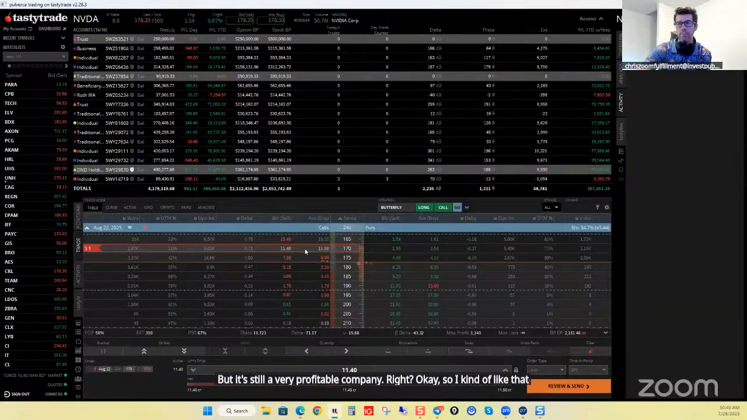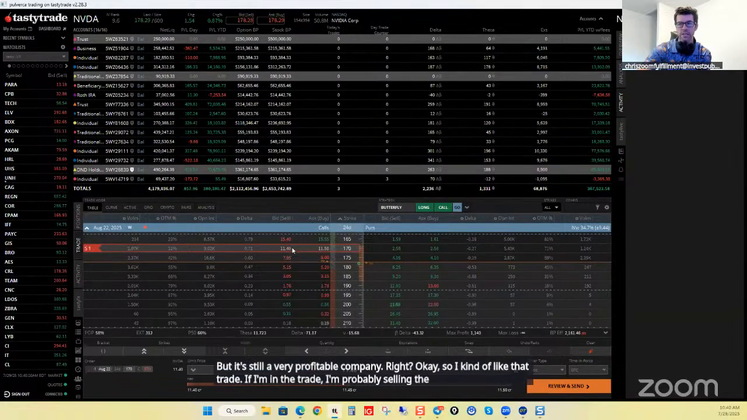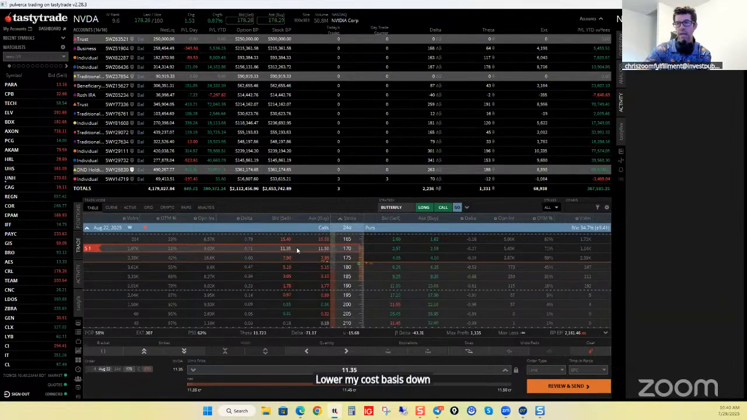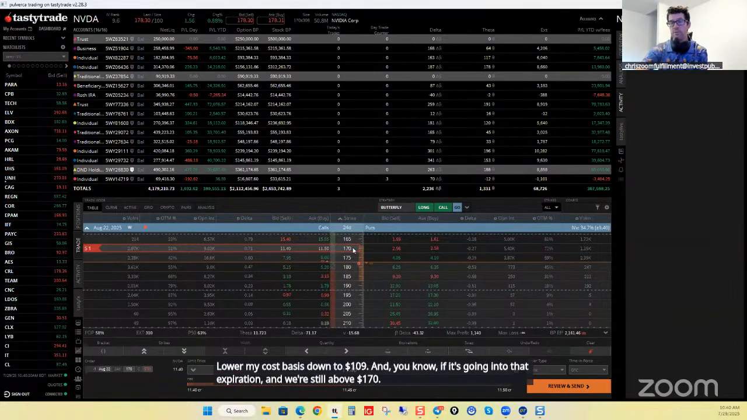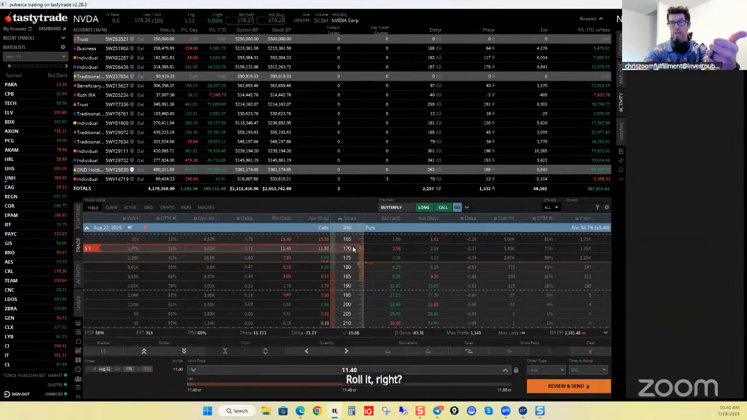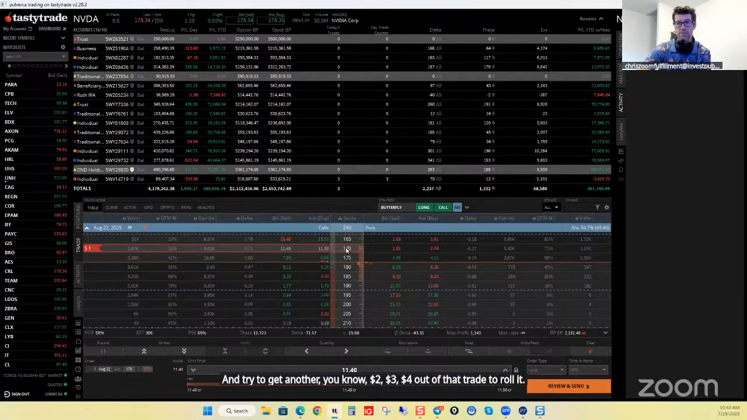If I'm in the trade, I'm probably selling the 170 call. I'm going to get $11.40 for it, lower my cost base down to 109. And if it's going into that expiration and we're still above 170, roll it, right? Roll it out in time and maybe keep the strike price the same and try to get another $2, $3, $4 out of that trade to roll it and give it another maybe 2 weeks, maybe another 4 weeks, and just try to keep grabbing some income, which lowers your cost basis. That makes sense?